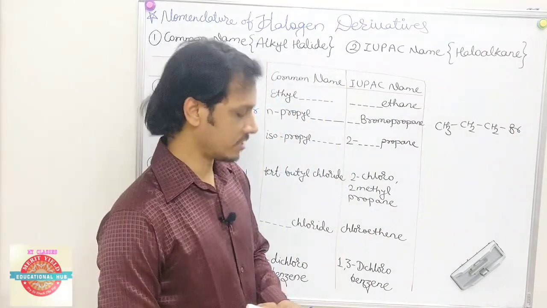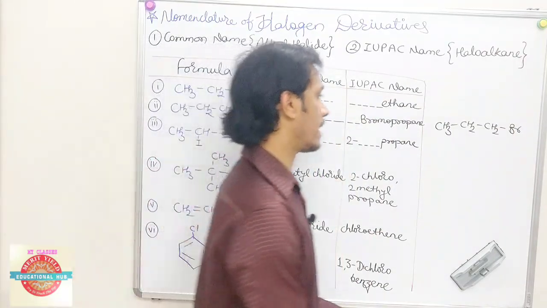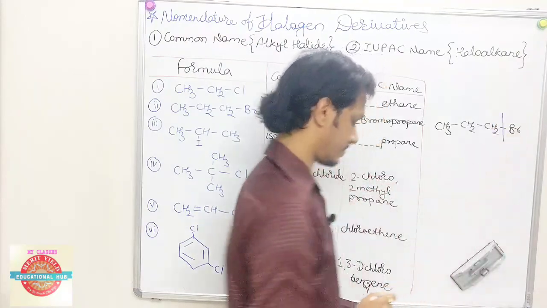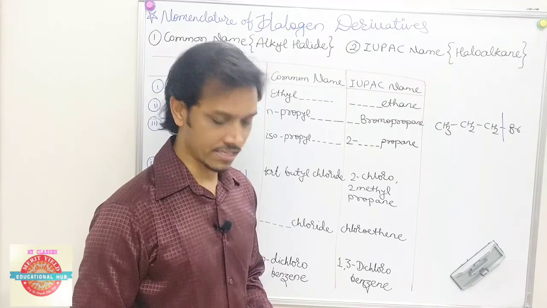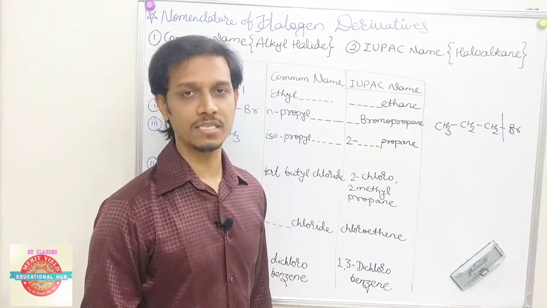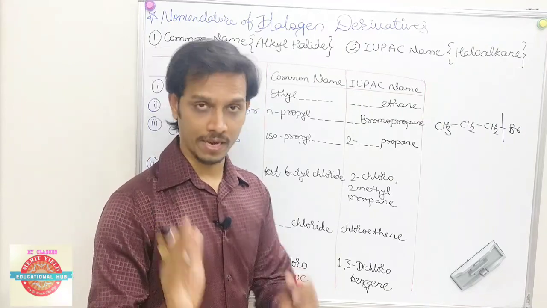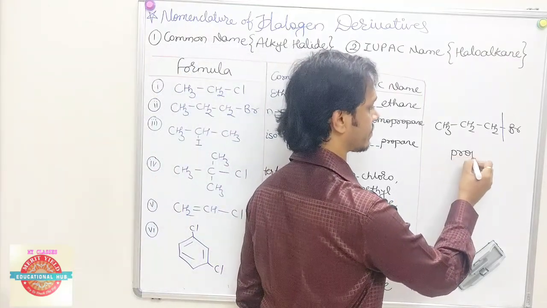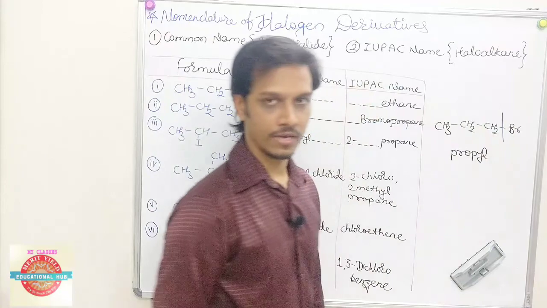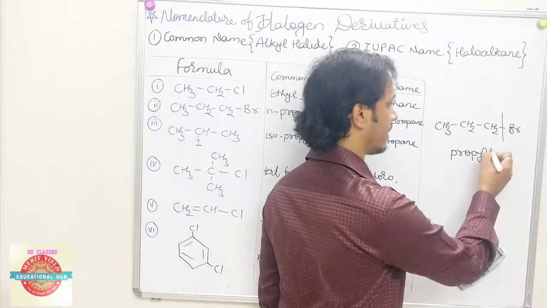Here again the logic will be the same. I'm going to cut these two parts. The first part is CH3, CH2, CH2, a 3-carbon containing system. The 3-carbon containing system is propane, so propane will be called propyl. And Br is nothing but bromide.